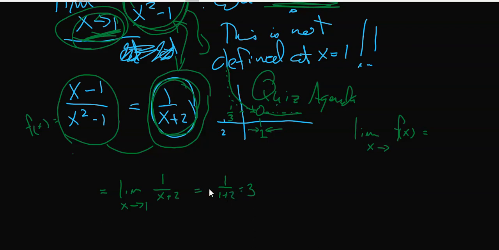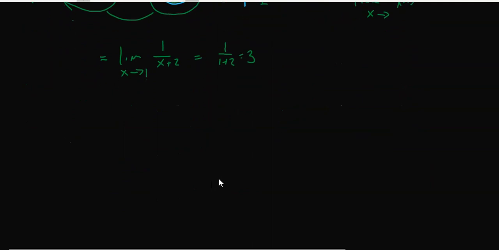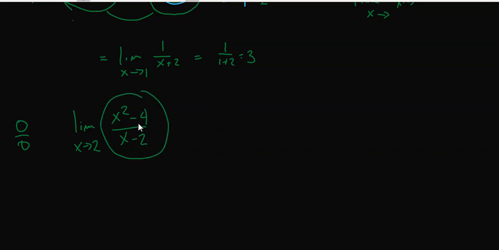Okay, let's take another example. Suppose we're interested in this one, the limit of x squared minus 4 over x minus 2 as x approaches 2. So this is the same basic situation as we had before, because when you replace x with 2 in both places, we again get 0 over 0. So this function is not defined at 2.